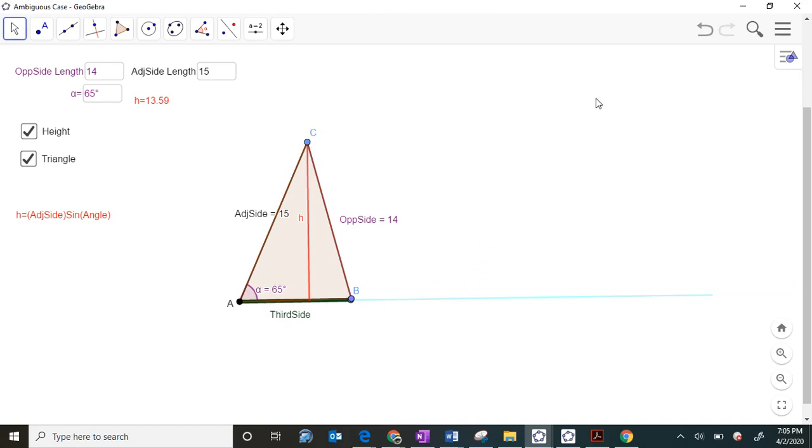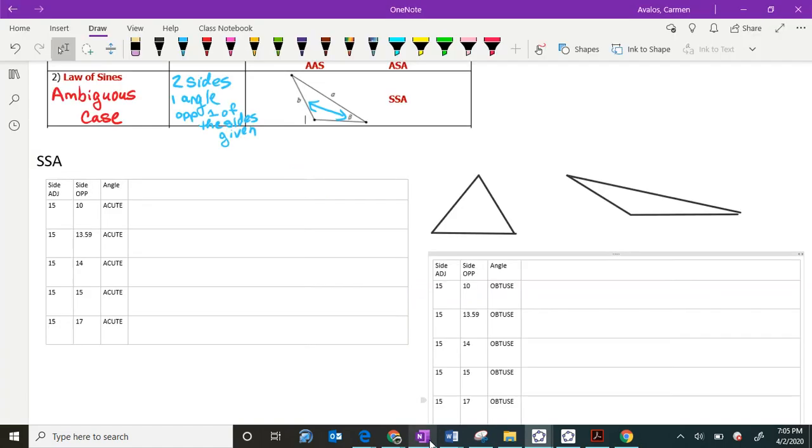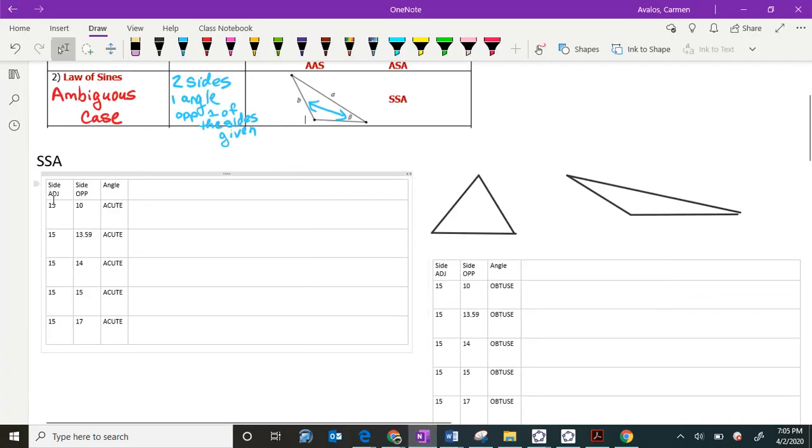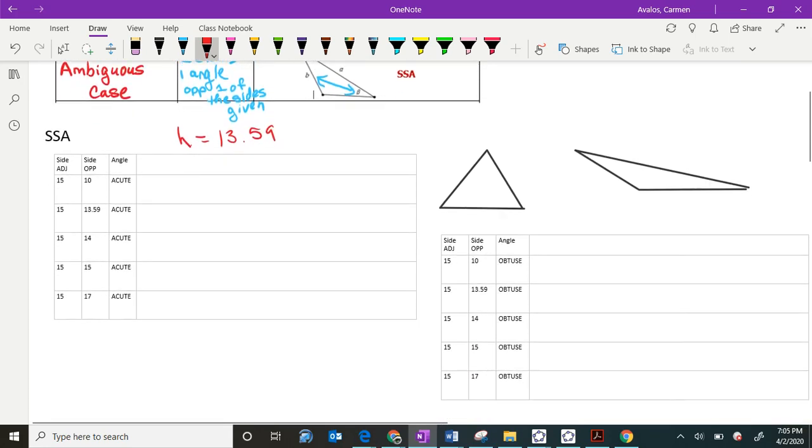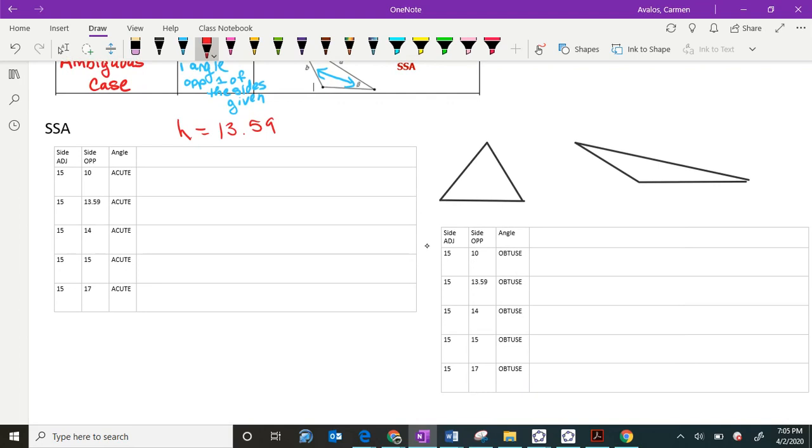Okay, so let's go back and fill out that table there. If the adjacent side is 15 and the opposite side is 10, we know that the height was 13.59. So comparing it, the adjacent side is 15, and this one here is smaller than the height, so therefore we have no triangle.